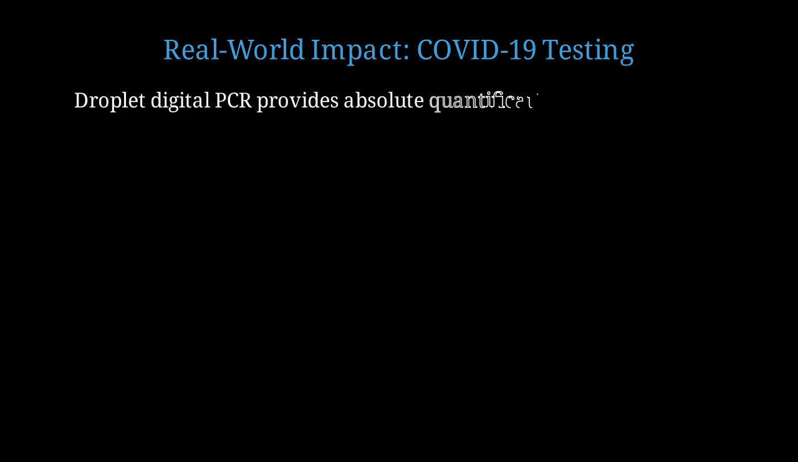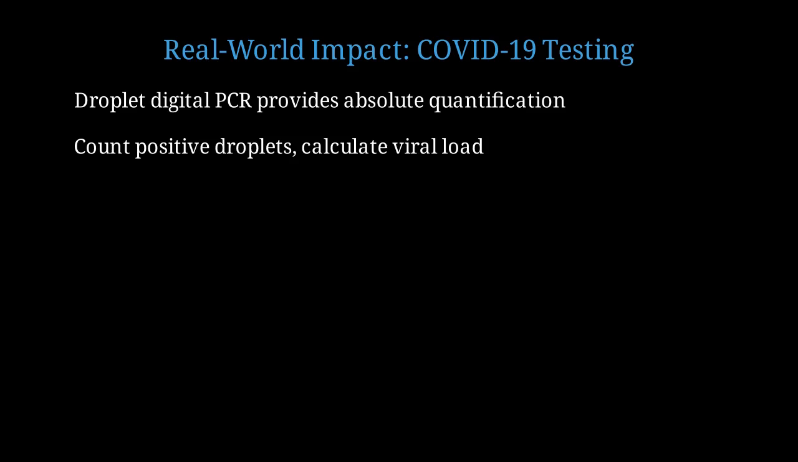Droplet Digital PCR, or ddPCR, partitions your sample into thousands of droplets. Each droplet either contains target DNA or doesn't. After PCR amplification, you count how many droplets are positive. Using Poisson statistics, you can calculate the absolute number of viral RNA molecules in your sample.